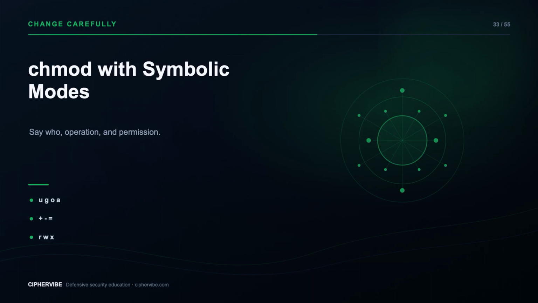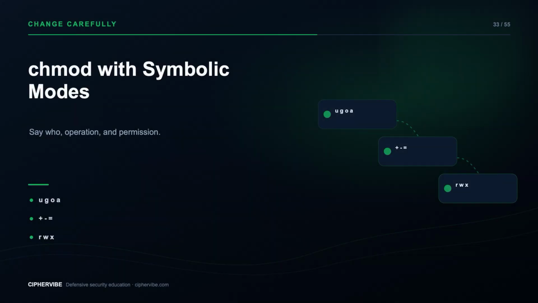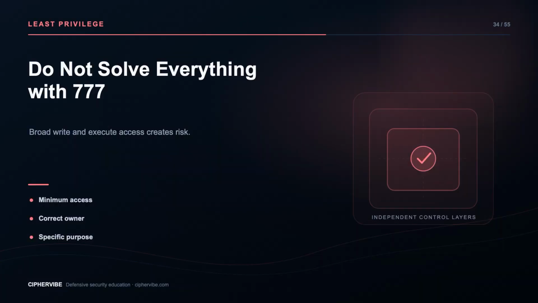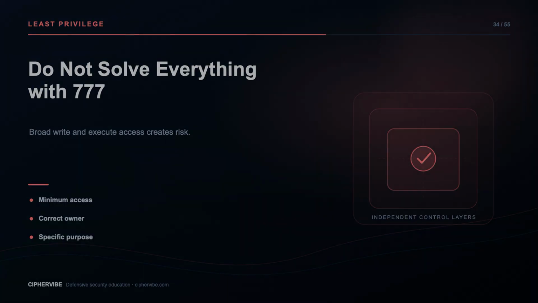Chmod changes access permissions when you own the file or have appropriate privilege. Symbolic modes are readable. U plus x adds execute for the owner. Go minus w removes write for group and others. Inspect before and after. Chmod 777 grants read, write, and execute to owner, group, and others. It is not a universal fix. Set the narrowest access that supports the task, correct ownership when appropriate, and understand directory permissions separately.